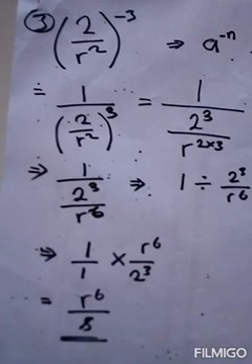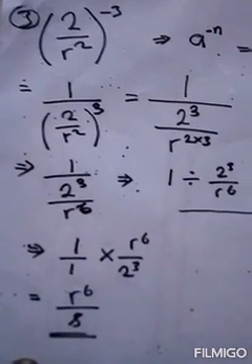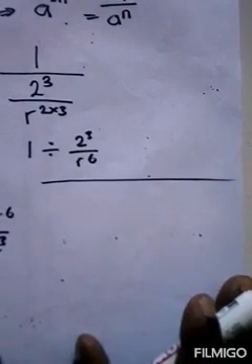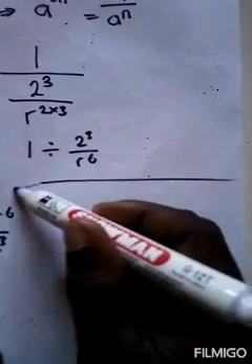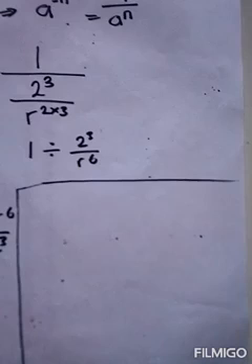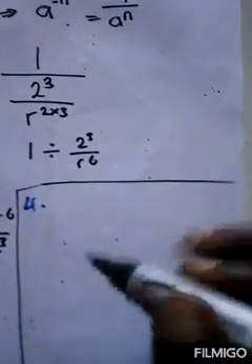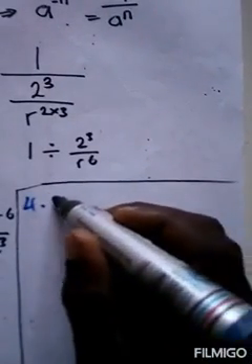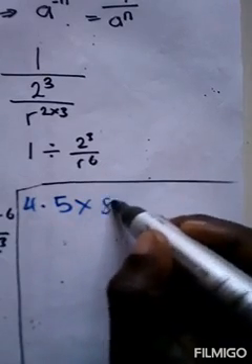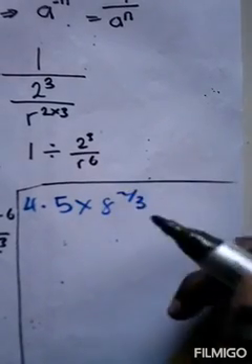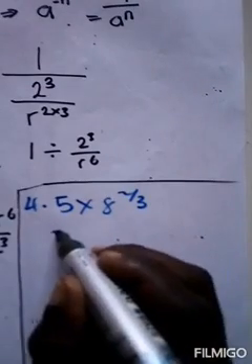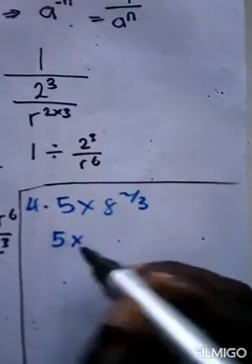Then our fourth question. Let me see if I can squeeze my fourth question into this space here. To differentiate it, I'll use Pro Ink to solve my fourth question. So my question 4 is 5 times 8 to power 2 over 3. Here I'll maintain my 5 because it's not changing, times.